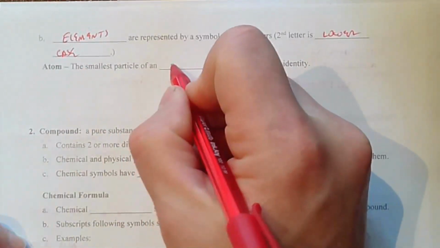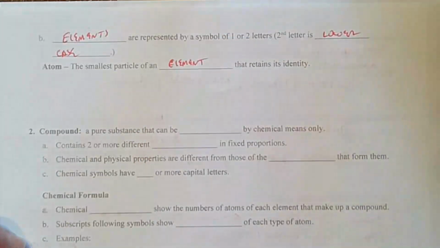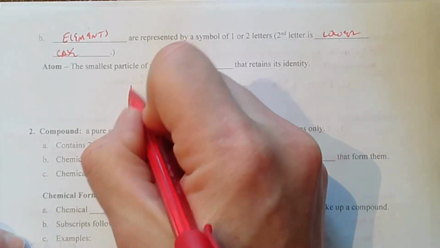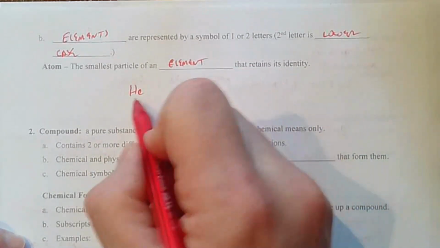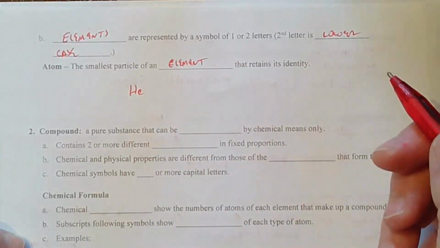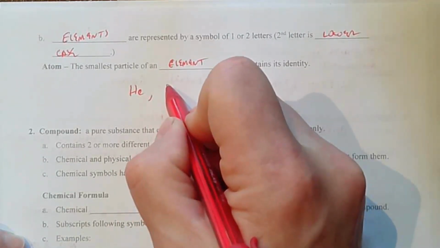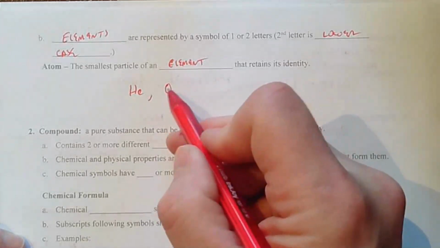An atom is defined as the smallest particle of an element that retains its identity. For example, an atom of helium is the smallest part of the element helium. You may be familiar with oxygen, right? Whenever you talk about elemental oxygen, you're talking about O2, the gas we breathe in. Oxygen is an element.